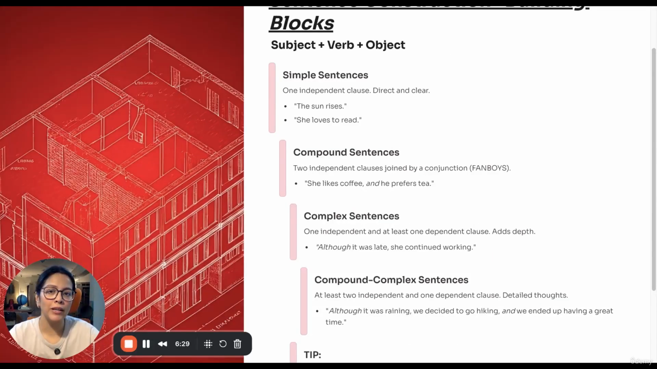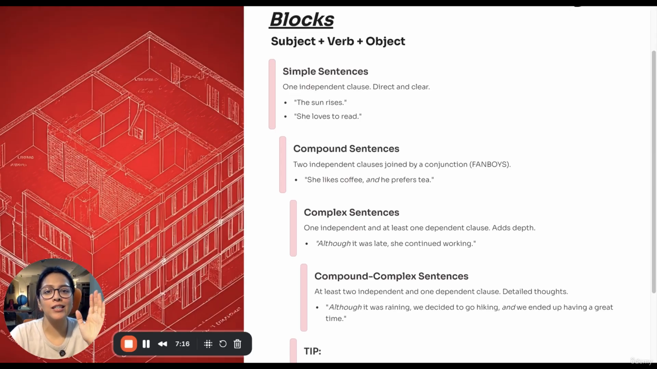Next is complex sentences. Complex sentences are when one independent clause and one dependent clause are joined together. So, these are called complex sentences. Although it was late, she continued working. Here, she continued working is an independent clause because it can stand on its own. It has a subject, it has a verb. However, although it was late is dependent on she continued working. Also, it starts with a conjunction.